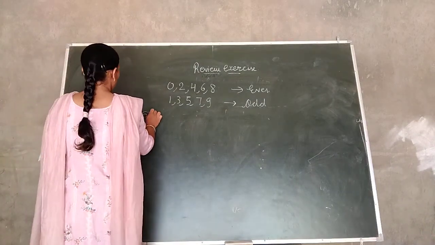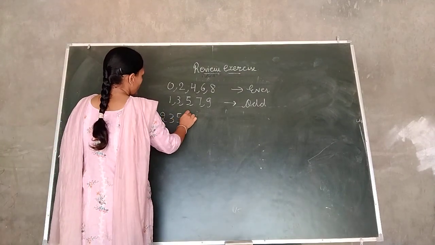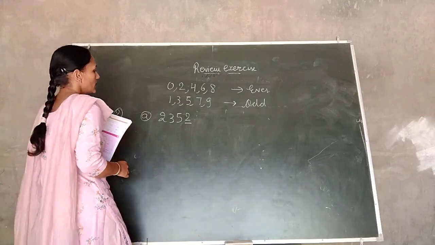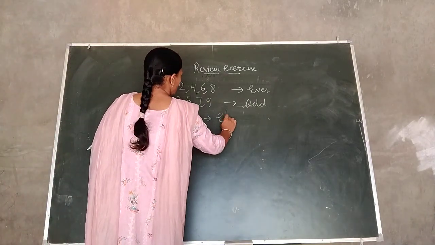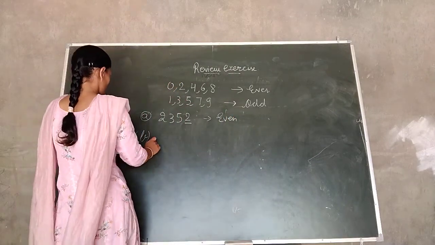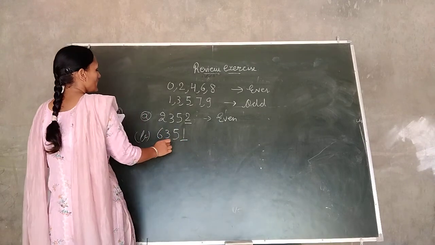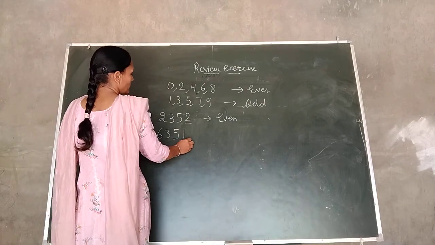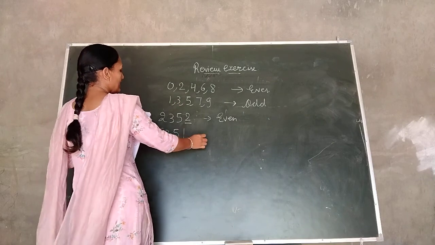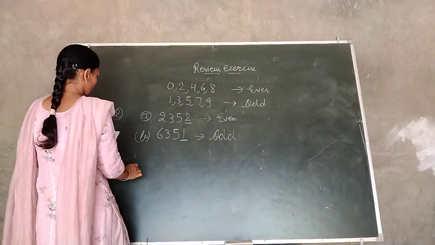Second, A part: 2, 3, 5, 2. Here in ones place we have 2. So what does it mean? This number is an even number. Next, B part: 6, 3, 5, 1, 6,351. In ones place we have 1. So if we have 1 in ones place, then the number is an odd number. So this number is an odd number.